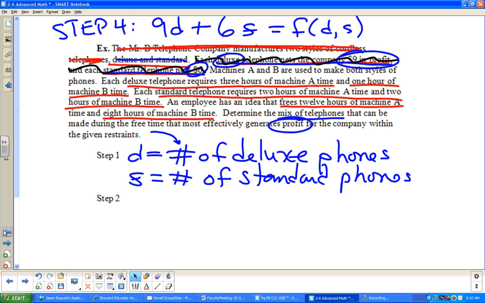But we do know naturally there's a constraint on that, though. That it has to be 0 or more. I can't make a negative number. So two inequalities in this case, seeing there are no minimums, is that D, the number of deluxe, has to be greater than or equal to 0. In other words, that's saying I can't make a negative number of phones. And there was no minimum set in this problem. In other problems, there will be.